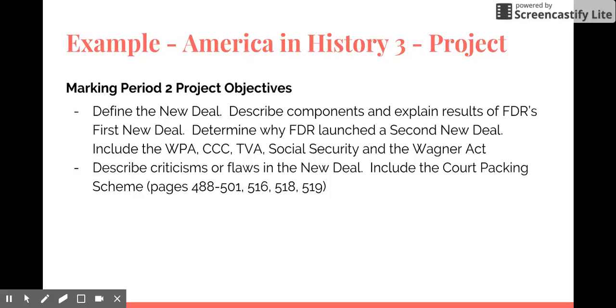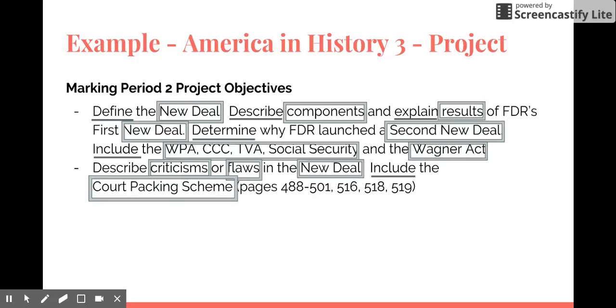Now, when I was looking for examples, I just pulled this off of a teacher's website at the high school, and this is what he was asking his students to do for the marking period 2 objectives. I won't read it all out loud. You can see it there. So when we're looking to essentialize, again, we underline the verbs, box the nouns. There's a lot of information there.